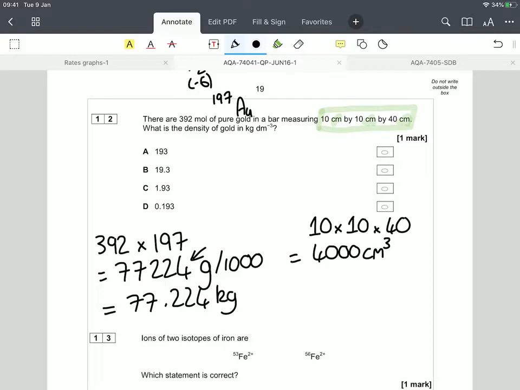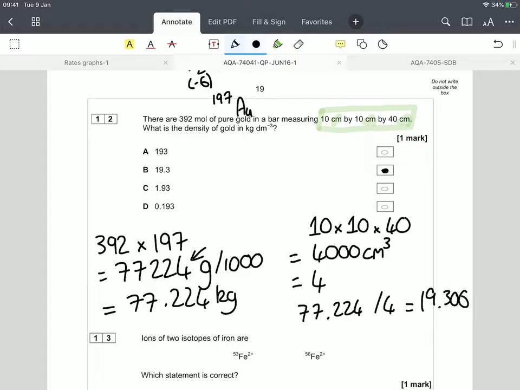Once again, we're going to need to do a conversion here, because actually we need it in dm cubed. So this is a bit like when you do a titration calc and that kind of thing. It needs to be divided by 1,000. So it's 4. Okay, 77.224 divided by 4 equals 19.306. That should match an answer. Yes, it does. It matches B.